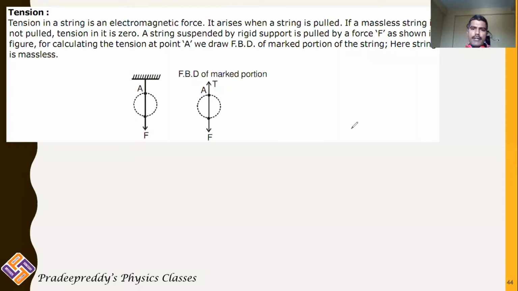In this video session, we will be learning about tension, which is the other kind of contact force. We will learn how to find tension in different situations by plotting free body diagrams, and we will be able to find tension in strings. Before that, let me explain how tension acts.